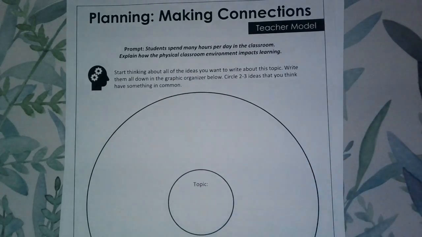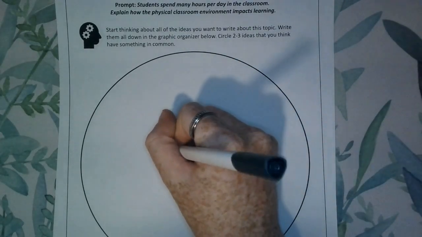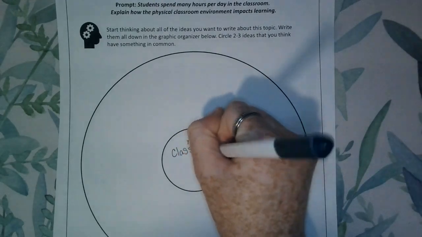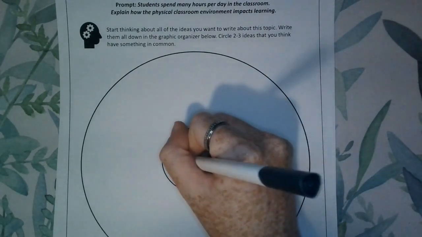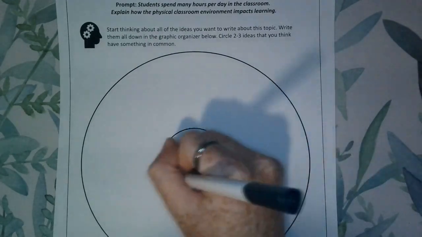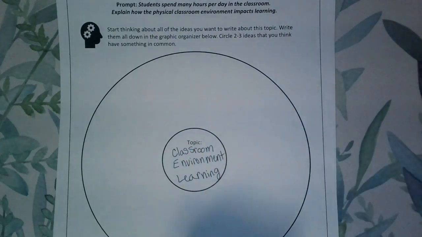So now that we understand the prompt, we're going to take this graphic organizer and brainstorm some ideas about how the classroom might impact learning. In the center, I'm just writing the topic of the prompt, which is classroom environment and learning. And then I'm going to think about some ways that the classroom environment could impact learning.